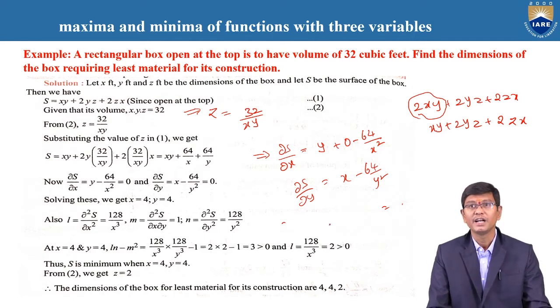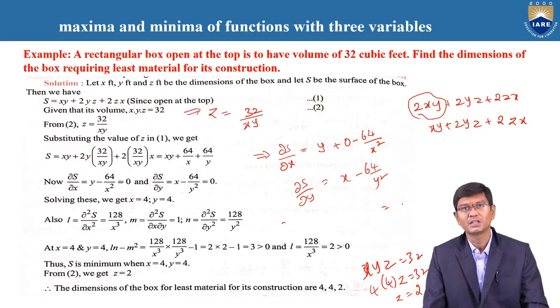Because here it is nothing but xyz is equal to 32. As we know that x is equal to 4 and y is equal to 4, the remaining function is z is equal to 32. Therefore, from this equation, z is equal to 2 only.